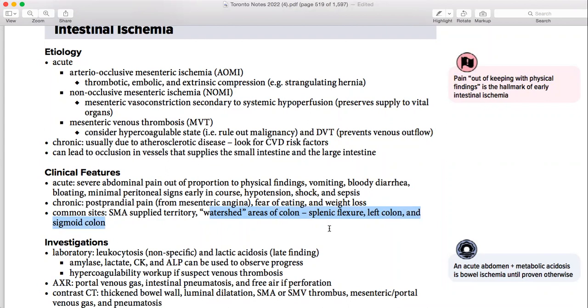So if the patient is specifically telling you this part is hurting, you get to know, yeah, this is mesenteric ischemia. This is not intestinal ischemia. Okay, so this might come as acute and chronic.